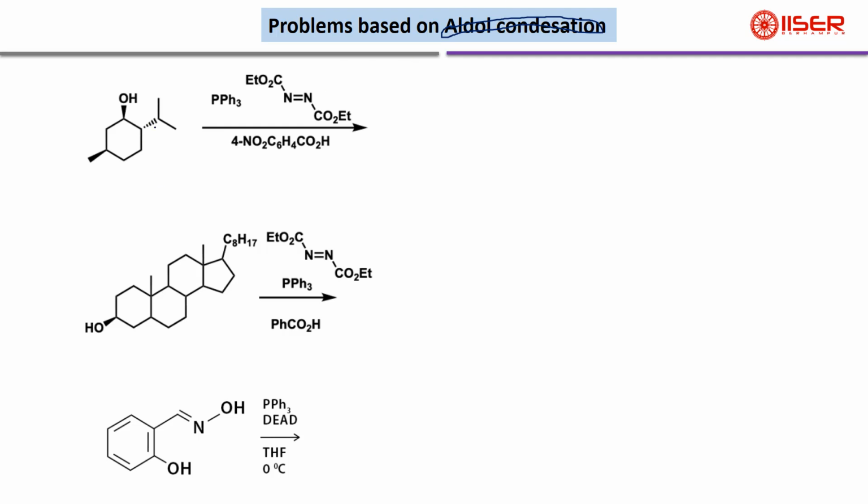So what will be the product of this reaction? Obviously this OH group will be eliminated by this acid group. Now the OH group is above the plane, so the newly generated acid will come from below the plane.